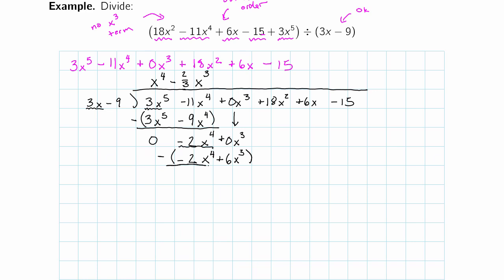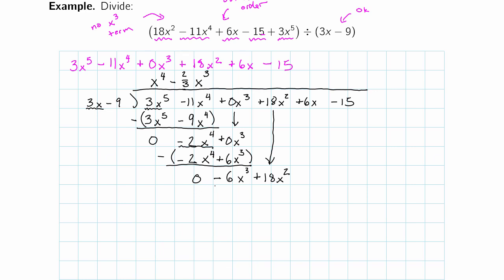Now we subtract. Negative 2x to the 4th minus negative 2x to the 4th is 0. 0 minus 6 is negative 6. We have negative 6x to the 3rd. Bring down the next term. It's a positive 18x squared. We're done with another round. Take a deep breath.